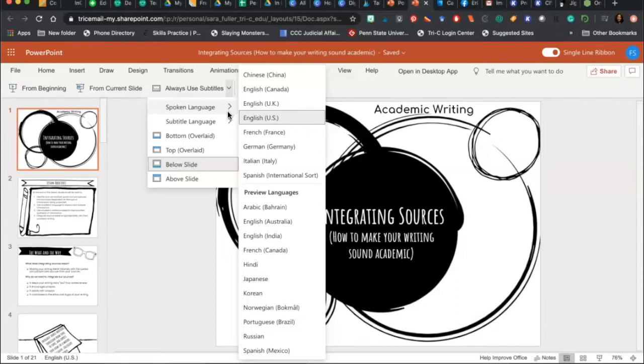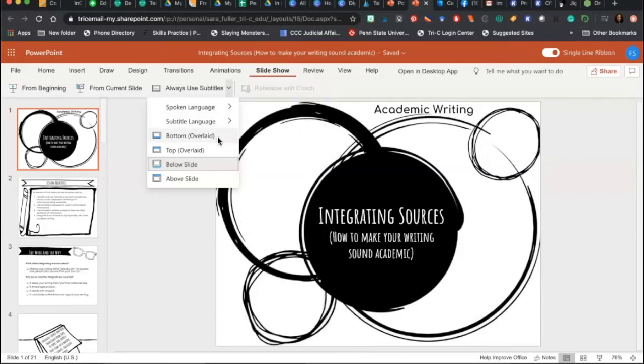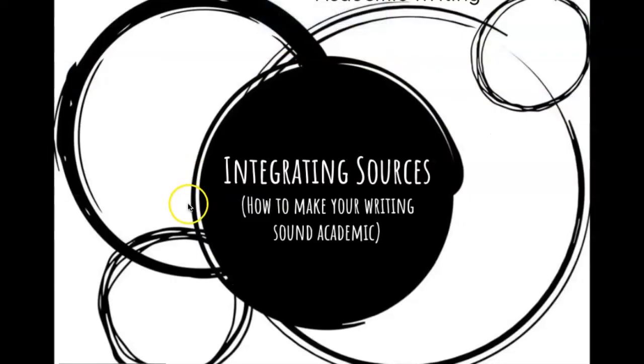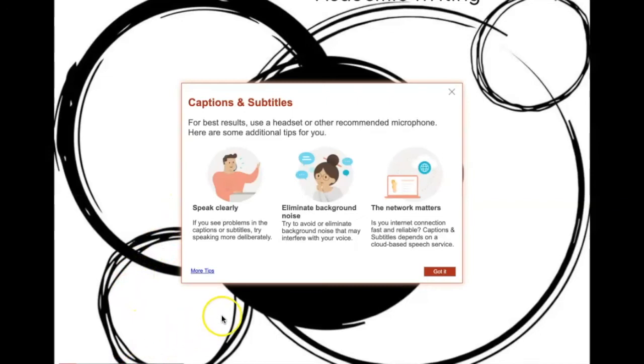I can decide whether I want it to be overlaid on top of my slides, either at the bottom or the top of the screen, or below or above the slide. And so I have it set, always use subtitles, and I'm going to have it go from the beginning. Once I have those things set, you have to make sure you click the caption button at the bottom.